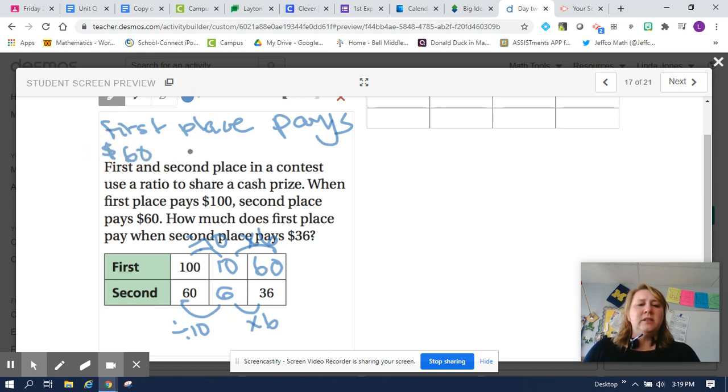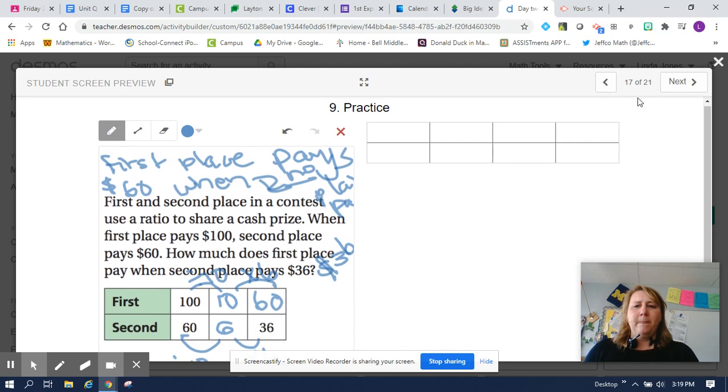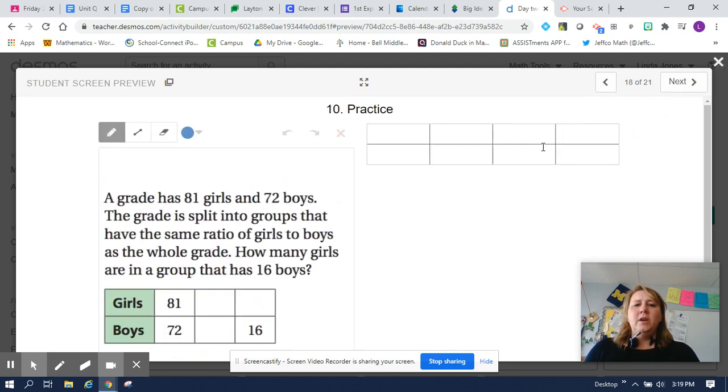Always put your units, $60, and this is why typing is good, because you could actually read my writing. Second place pays $36, right? So not a lot of space. That's why I'm going to give you guys a text box. Okay. Number 10.